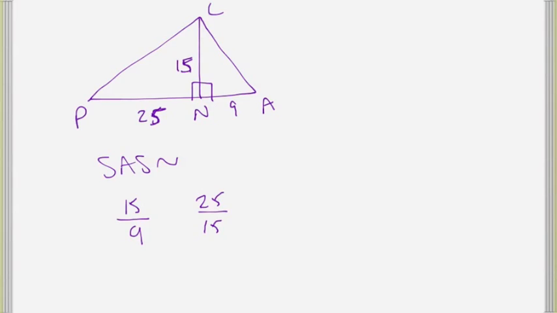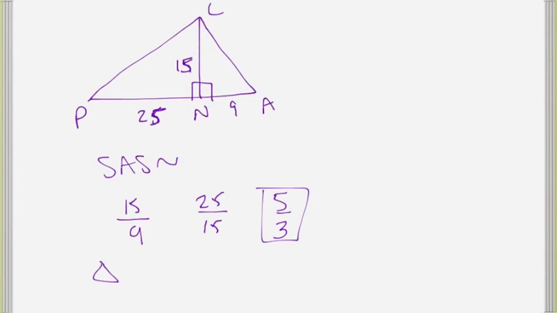So that 15 is in both of them, but in one of them it's the small and in one of them it's the big. Do these reduce to the same thing? Yeah. What do they reduce to? They both reduce to 5/3. So we do have a scale factor. These two triangles are in fact similar. So now we need to name them.